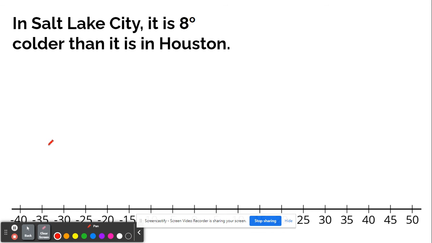All right, and Salt Lake City is 8 degrees colder than Houston. Well, I know Houston is 8 degrees. And what does colder mean? Yep, remember, colder means the temperature is going to get lower. It's going to decrease, so we subtract. Well, 8 degrees minus 8 degrees is 0. So this would be number 2.